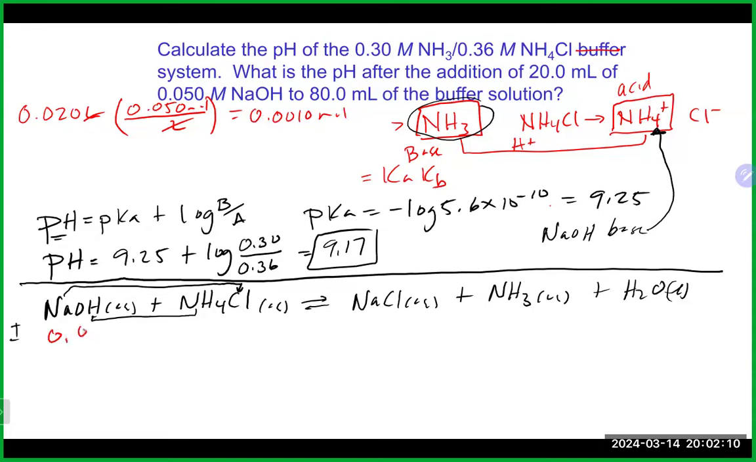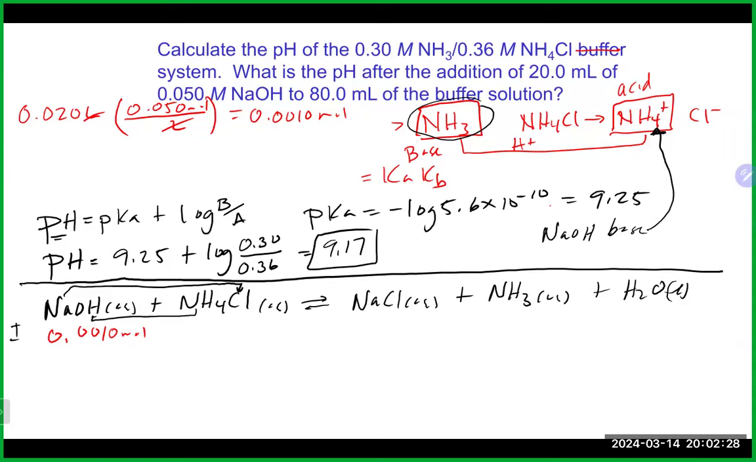So I'll pop that into our table here. We're going to do the same sort of calculation for our buffer. We have 80 milliliters of our buffer. Does that 80 milliliters go for both parts of the buffer or just one part?